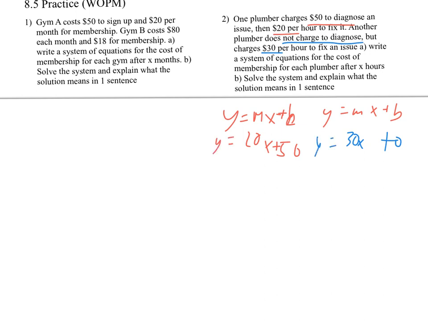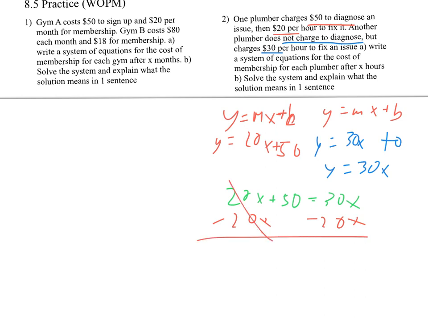This one, I would really just write it as y equals 30x, because adding 0 doesn't change it. And so now we need to solve this by setting these equal to each other. So I get 20x plus 50 equals 30x. And so then we're going to subtract 20x from each side. And so we get 50 equals 10x, and then we'll divide by 10. So x equals 5.